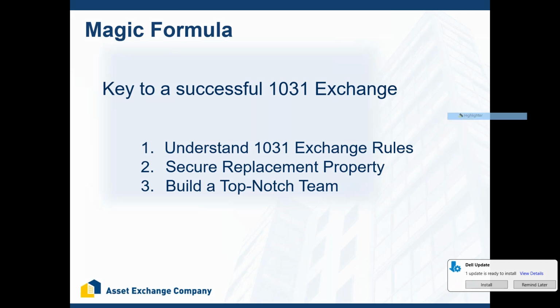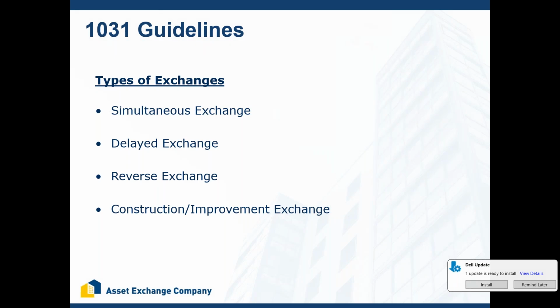Number two, it's very important that you secure replacement property. You do not have a 1031 exchange if you don't go out and buy replacement property. That is often the most difficult part of the exchange process. And then finally, you're going to need to build a top-notch team. You can't do this on your own. You have to have an accommodator, an escrow team, and title insurance. You want those people in place, and you want the best. We're going to make the case to you, hopefully today, that we are the best, and hopefully you work with us. So let's talk 1031 exchange.